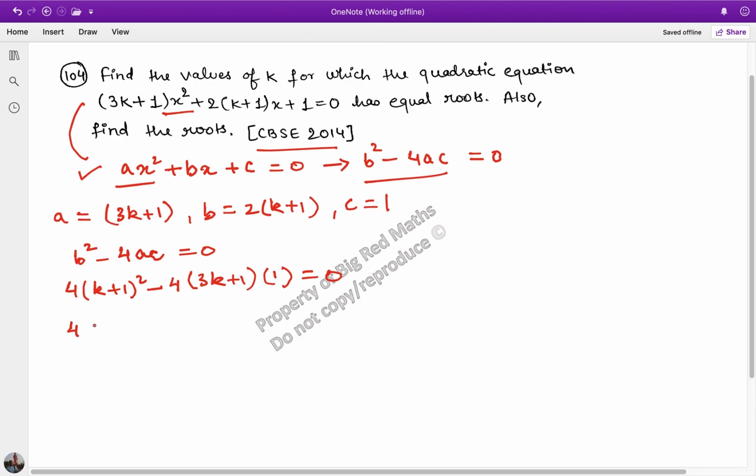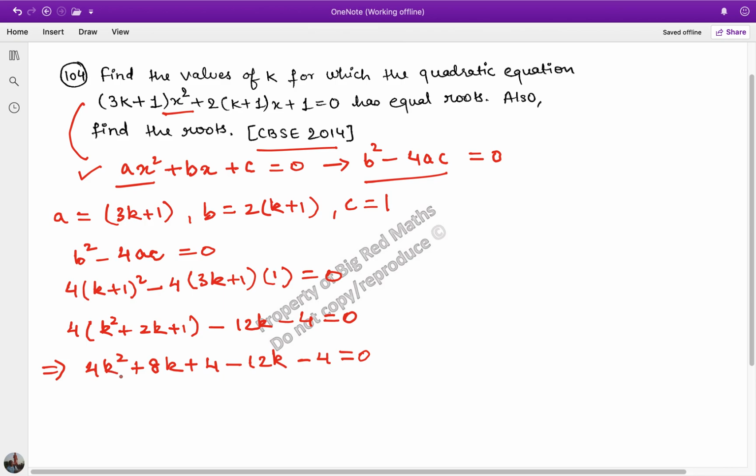If I expand it, 4 times (k + 1)² will become k² + 2k + 1, minus 12k minus 4 equal to 0, which is 4k² + 8k + 4 − 12k − 4 = 0. Okay, 4k² + 8k + 4 − 12k − 4 = 0, and this becomes 4k² − 4k = 0.